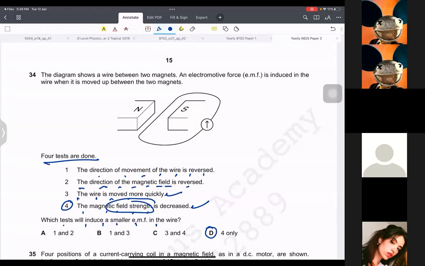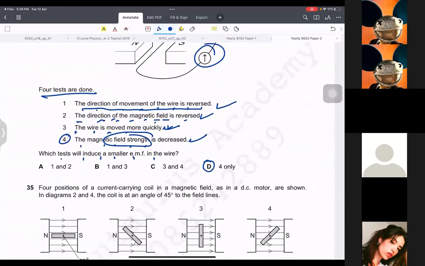That's for sure. Moving the wire quickly would increase it. Reversing the direction would not affect the amount of current. If the direction of movement of the wire is reversed, it would only change the direction of current. It would not change the magnitude.